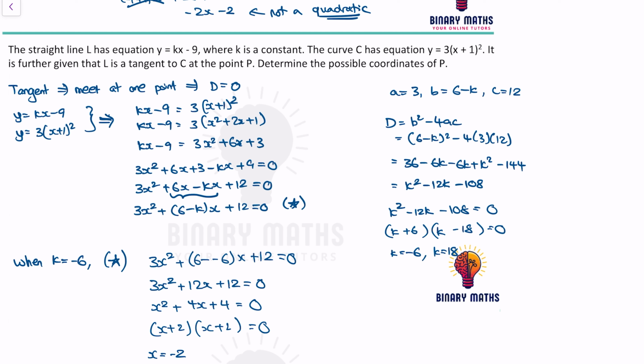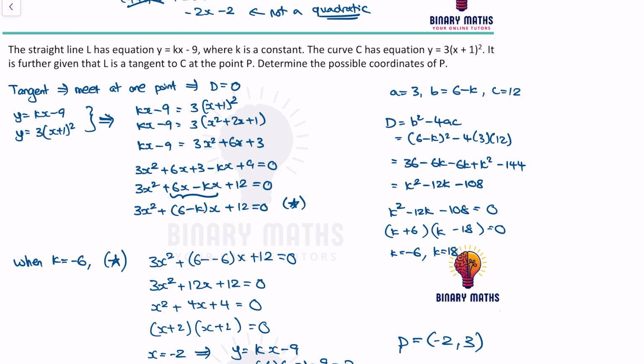Now x is equal to negative 2. Now if x is equal to negative 2, because y is equal to kx minus 9, y will be equal to negative 6, so k is negative 6, times negative 2 take away 9, which is 12 take away 9, which is 3. So your point P is equal to (negative 2, 3).